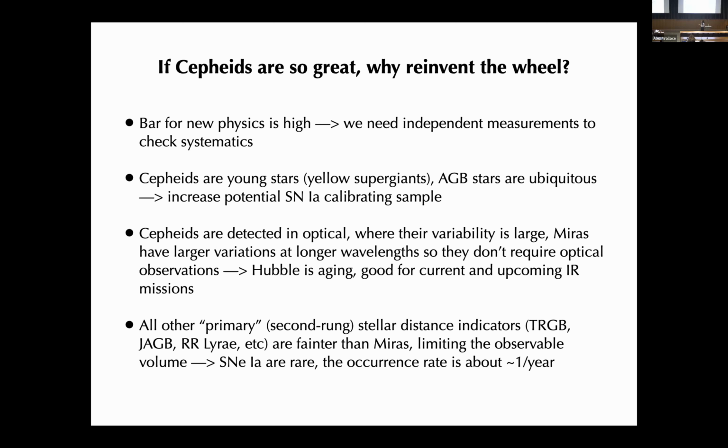And then the other thing is that all other primary distance indicators, and by that I mean the second rung stellar distance indicators, the ones that can be directly measured with geometry, are fainter than Miras because these are generally TRGB, carbon-rich Miras. I know they're brighter at longer wavelengths, but at near-infrared wavelengths, RR Lyrae, etc. So those all have an even smaller observable volume. And in the volume that we can look at with Cepheids already, type Ia supernovae are only occurring at about one a year. So that rate's even lower for these other distance indicators.